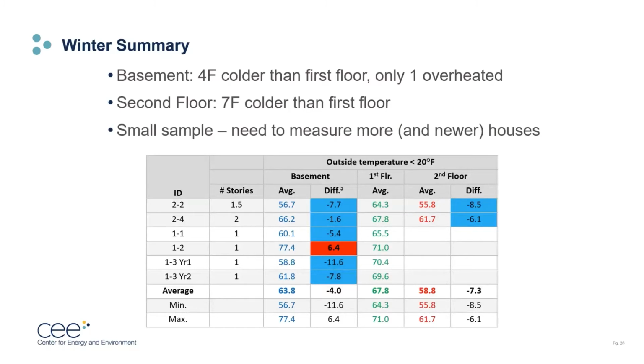And you can see there's only one situation where the basement or second floor is overheated, and that was site number 2, the one-story houses. On average, the basements were 4 degrees below that from the first floor, and the second floors were 7 degrees below. So it's important to note this is a relatively small sample of primarily older houses.